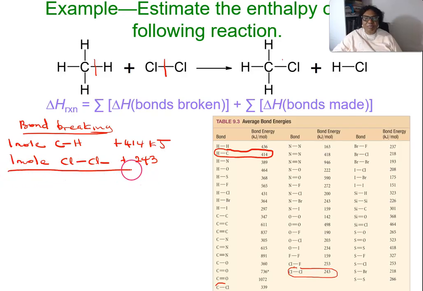So total bond energy broken, let's add it up. You can add it with me, please. So let's work together. 414 plus 243 gives us plus 657 kilojoules. That's the bond broken. Let's see the bond formed.